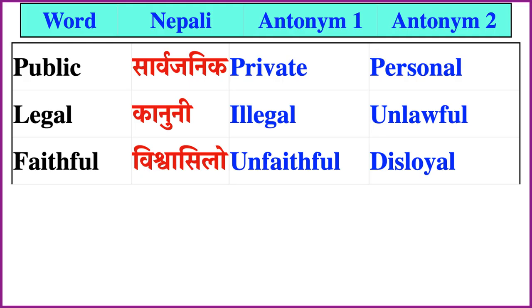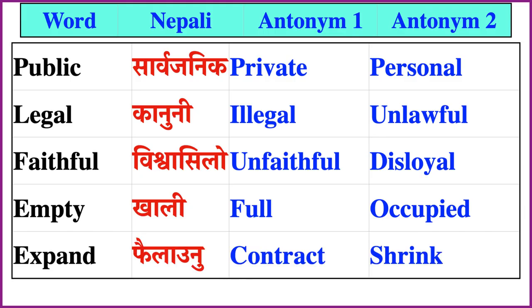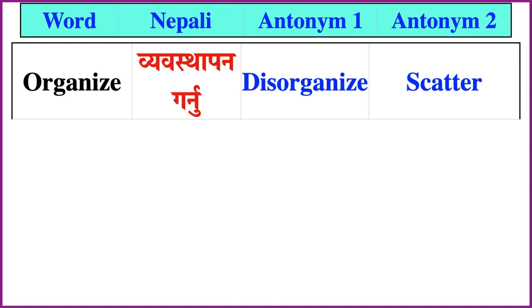Faithful भनेको विश्वासिलो, antonyms are unfaithful and disloyal. Empty भनेको खाली, and then antonyms are full and occupied. Expand भनेको फैलाउनु, and then its antonyms are contract and shrink.